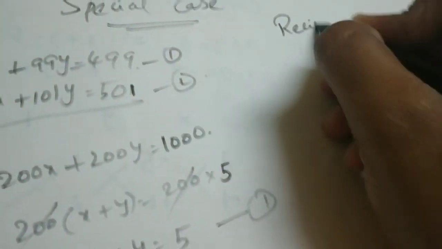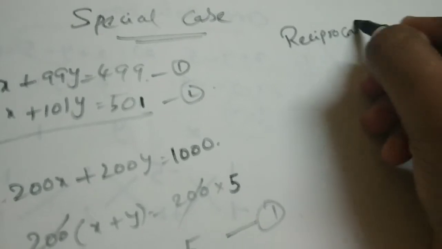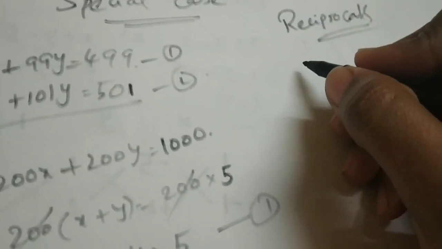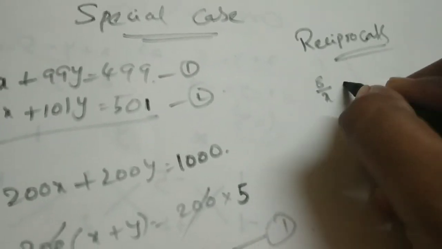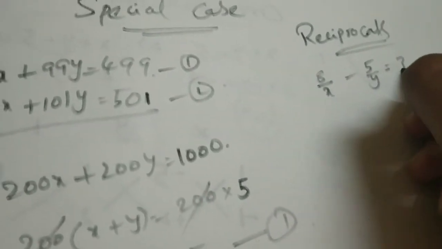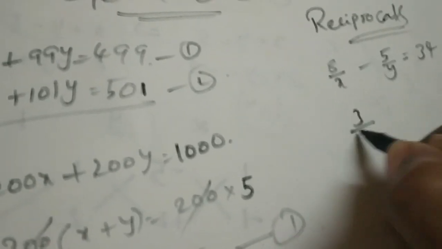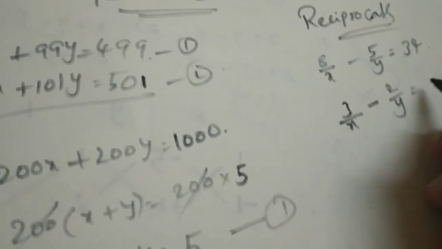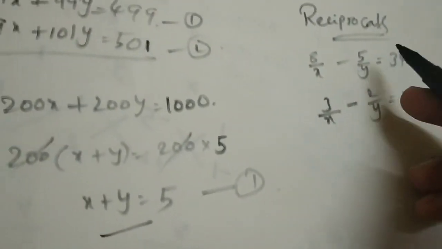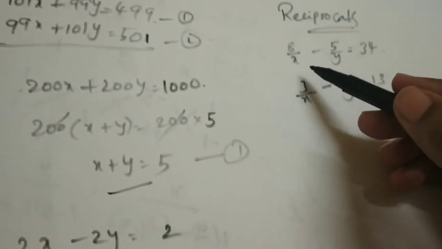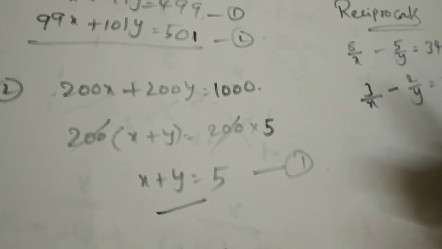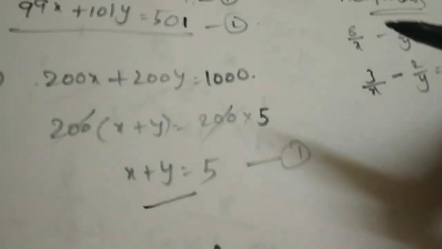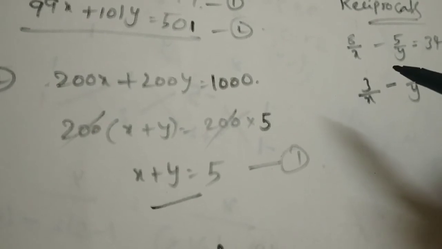This is one way. And in this special case, one more is the reciprocals. In reciprocals, the equations will be like this: 8 by x minus 5 by y is equal to 34, and 3 by x minus 2 by y equal to 13. These are called reciprocal equations. The variables are in reciprocal form; reciprocal means numerator and denominator are swapped, up and down.